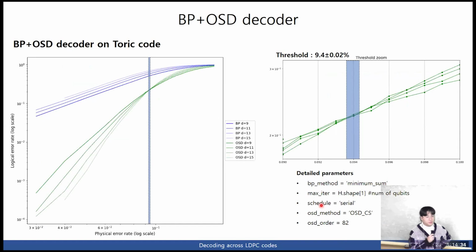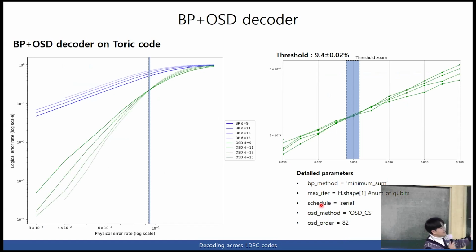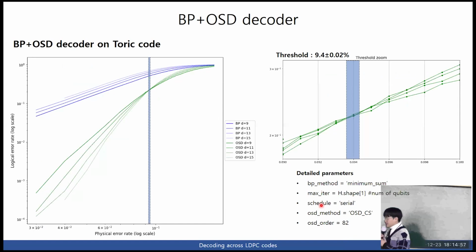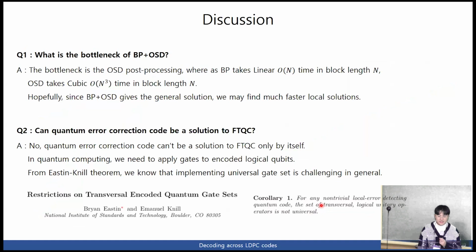So applying BPOSD to the toric code, we can get a working decoder right here, where you can see that as the distance increases, the logical error rate decreases, and we get a threshold of about 9.4%. The detailed parameters are like this, and this is in the Python package called QLDPC, so you can look through it. So that was BPOSD.